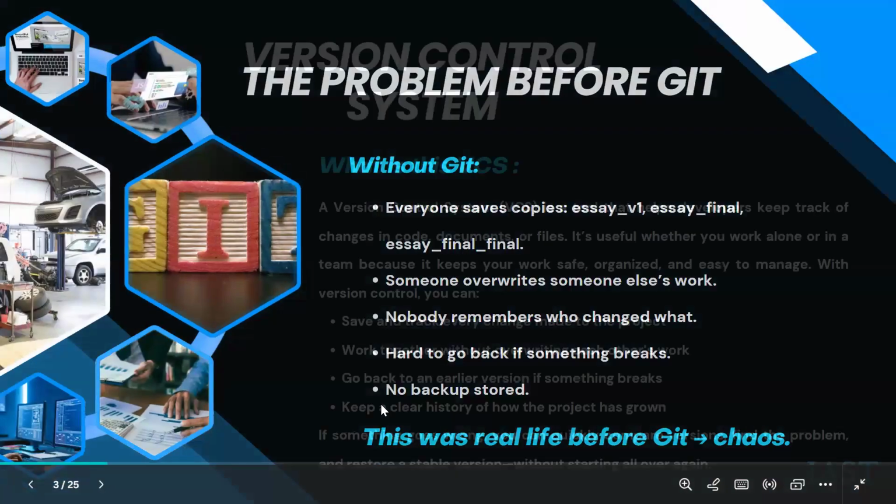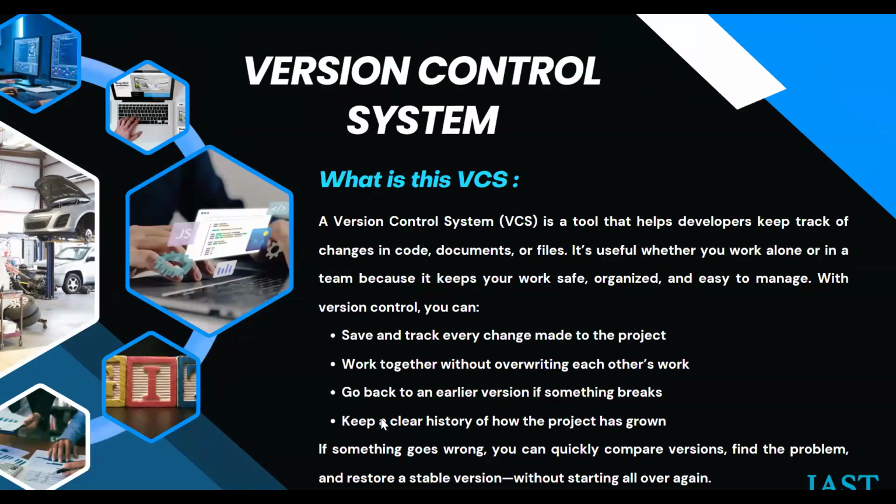Okay, so let's just revise what we had studied yesterday. What we had completed yesterday was regarding the different version control systems that we have. First of all, we understood what a version control system is. A version control system is basically a tool. Why do you use it? You use it to track changes in the code or any files or documents that you have in your system.